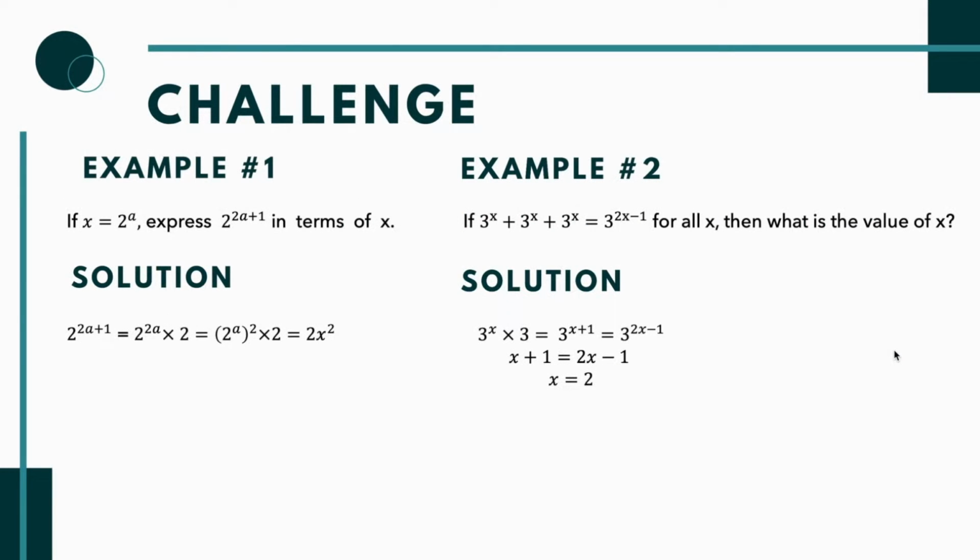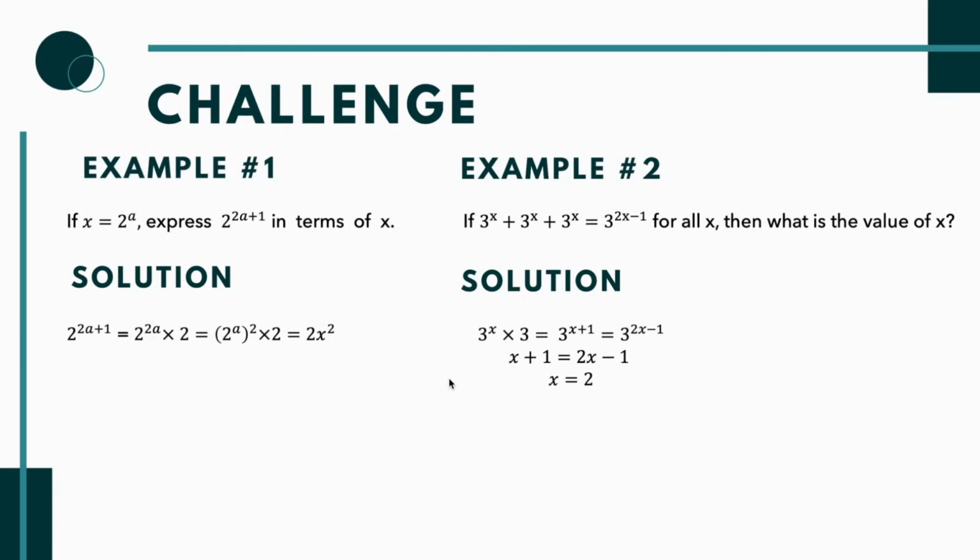Now let's apply what we've learned so far to answer a few questions. For example 1, if x equals 2 to the power of a, try expressing 2 to the power of 2a plus 1 in terms of x. Using the product rule in reverse, we know that if the exponent is a sum of two values, in this case 2a and 1, we can rewrite this expression as a product of 2 to the power of 2a and 2 to the power of 1, or 2. Next, using the power rule in reverse, since the exponent is a product of two values, 2 and a, we can rewrite the expression into 2 to the power of a, to the power of 2, times 2. 2 to the power of a to the power of 2 is equal to 2 to the power of 2a. And this will be equal to 2x squared when we substitute x equals 2 to the power of a.